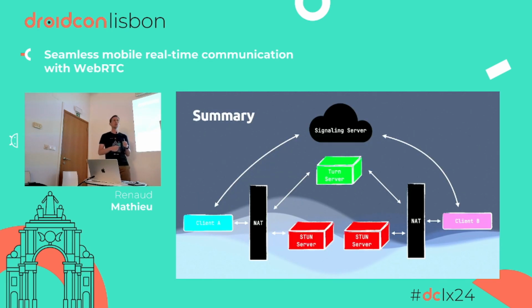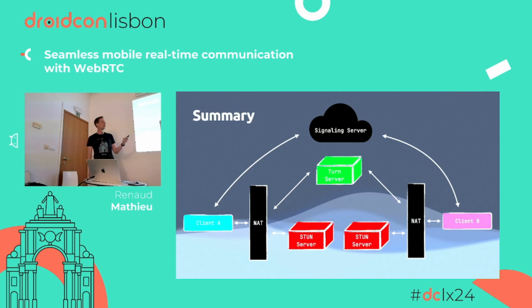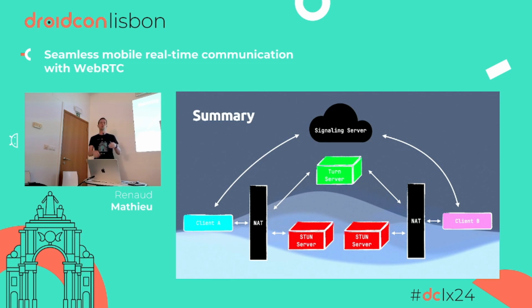So this is the complete graph of the architecture. You have the NAT here that goes to the STUN server. I think I can pin some, yeah. And also goes to the TURN server. You might have heard that Google is actually providing a STUN server. There is also Twilio that you can use for free to discover the public address.